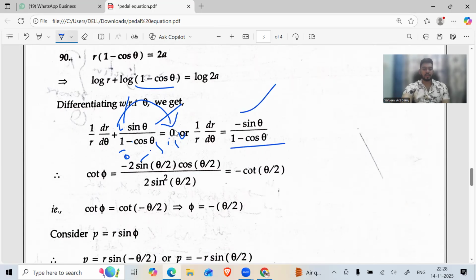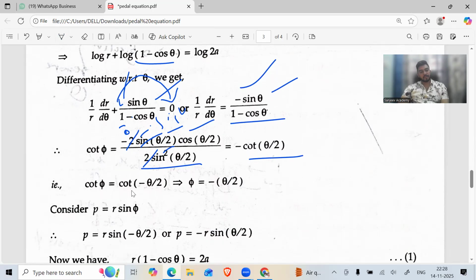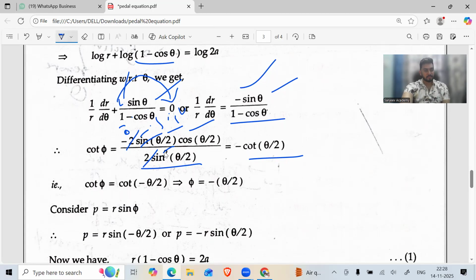1 minus cos theta is 2 sin square theta by 2. Sin theta is 2 sin theta by 2 cos theta by 2. Cancel 2 and 2. And sin square and this. Cos by sin, cot theta by 2. So cot phi is nothing but cot of minus theta by 2. Cancel these two things. Phi is equal to minus theta by 2.